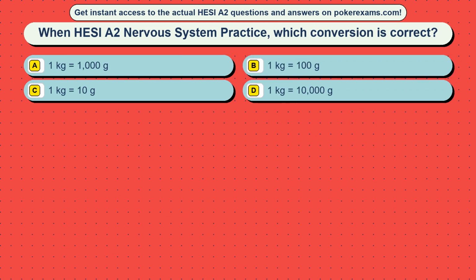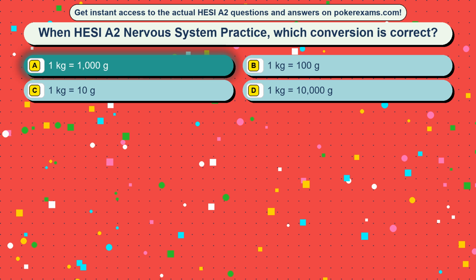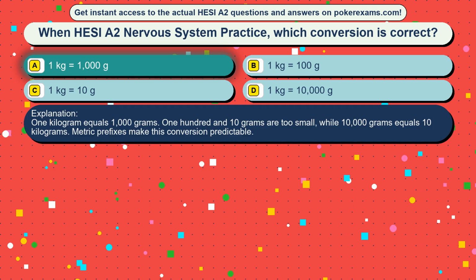Question 49. When HESI A2 nervous system practice, which conversion is correct? Option A, 1 kg equals 1000 g. Option B, 1 kg equals 100 g. Option C, 1 kg equals 10 g. Option D, 1 kg equals 10,000 g. The correct answer is option A, 1 kg equals 1000 g. 1 kg equals 1000 grams. 100 grams and 10 grams are too small, while 10,000 grams equals 10 kilograms. Metric prefixes make this conversion predictable.